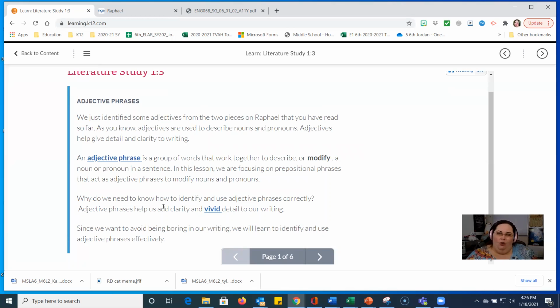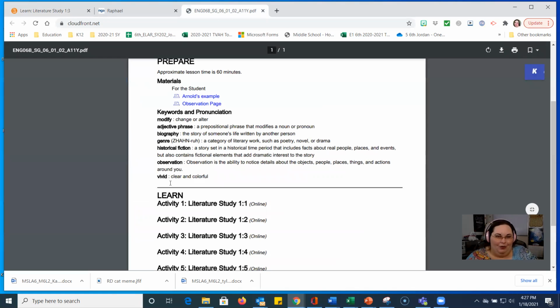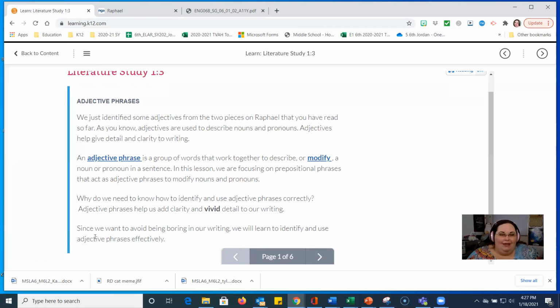Why do we need to know how to identify and use adjective phrases correctly? Adjective phrases help us to add clarity and vivid detail to our writing. There's that vocabulary word, vivid, clear and colorful. So you could go back to the study guide, and as you hit these words, make sure you have that there, because you can use that on the quiz. Since we want to avoid being boring in our writing, we will learn to identify and use adjective phrases effectively.